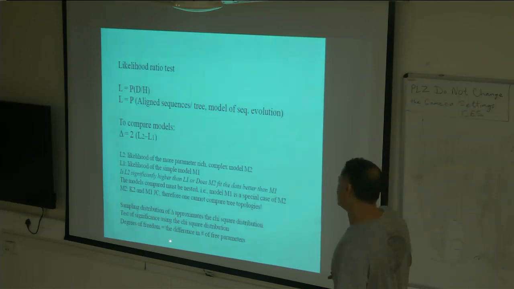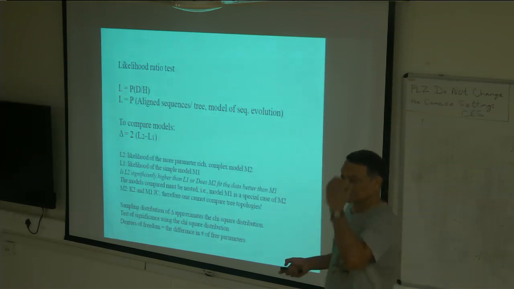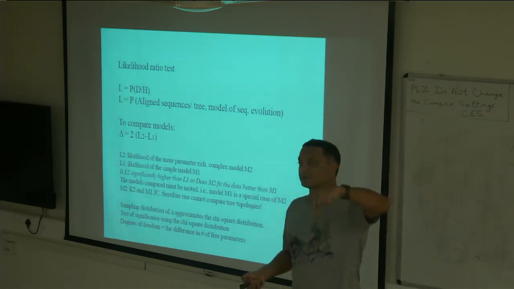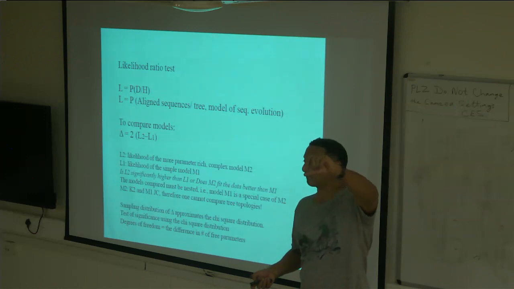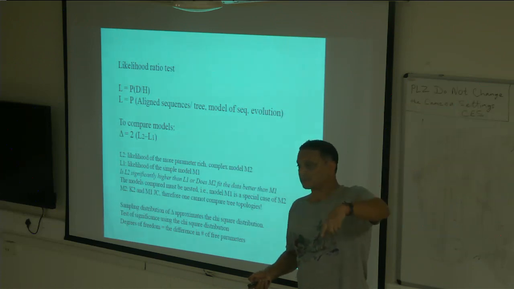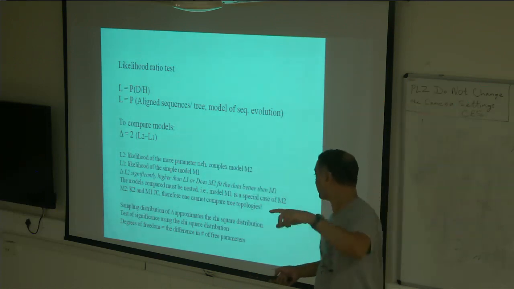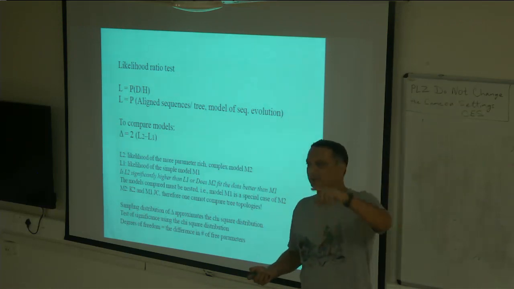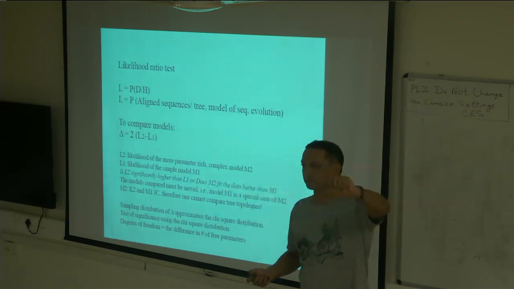And the degrees of freedom here would be the difference in the number of free parameters. So if you remember yesterday's class, when we did model selection in MEGA, the first column was the number of parameters. Each model has a certain number of parameters.